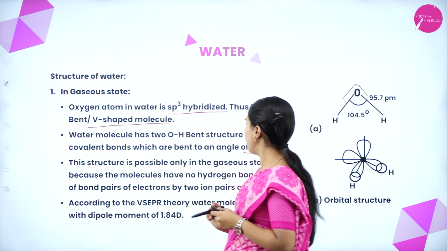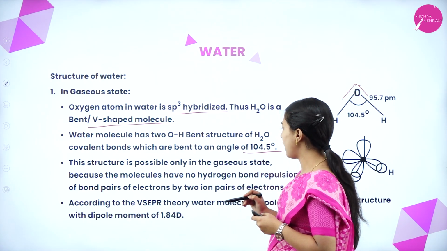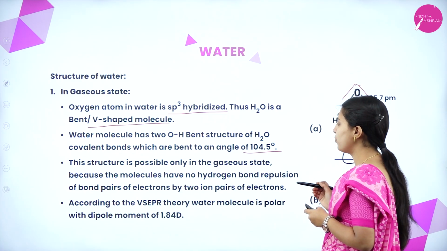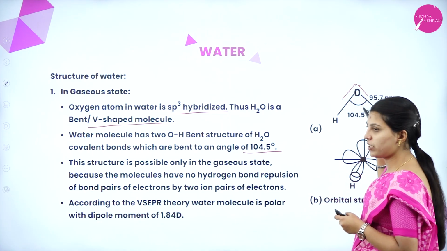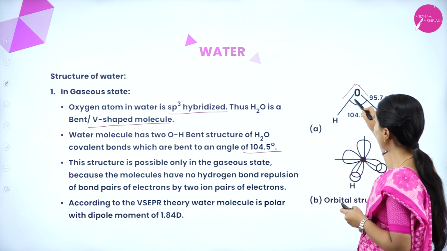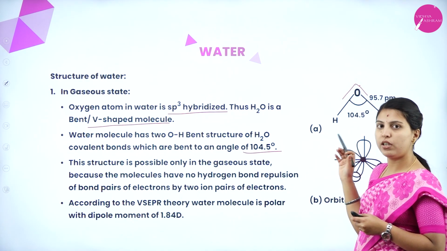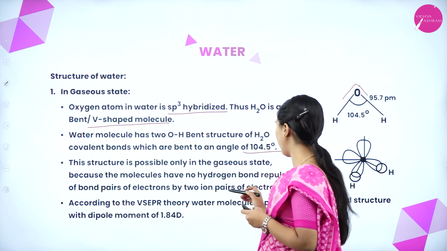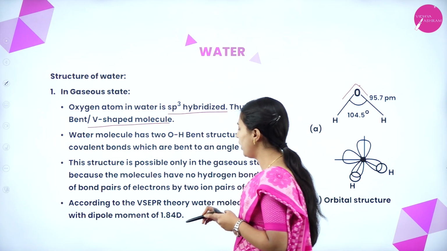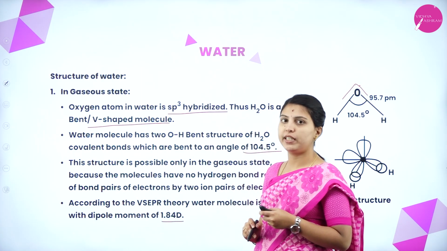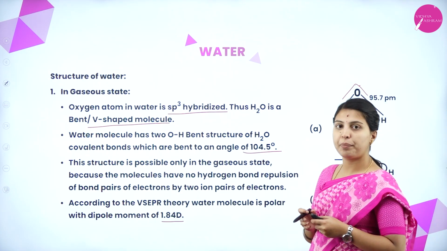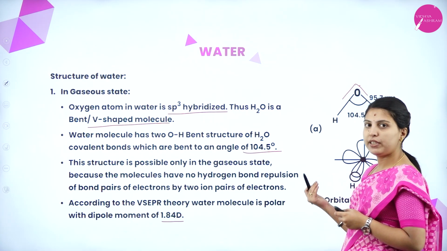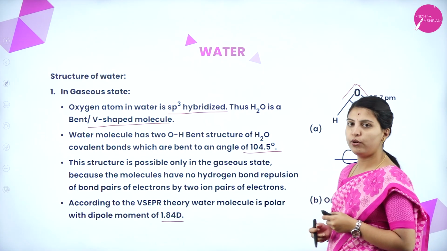This structure is possible only in the gaseous state because the molecules have no hydrogen bonding, only repulsion of bond pairs of electrons by 2 lone pairs of electrons. This bent structure is only possible in the gaseous state because here no hydrogen bonding is there, only oxygen is there. So it is in bent structure. According to VSEPR theory, that is valence shell electron pair repulsion theory, the water molecule is polar, a polar solvent, with a dipole moment of 1.84 Debye.